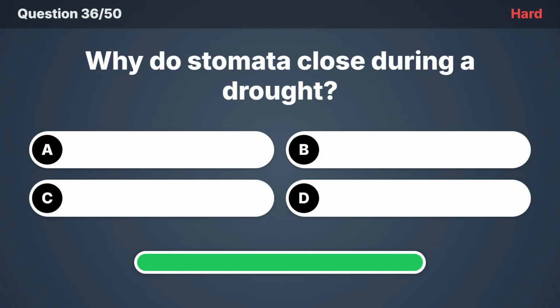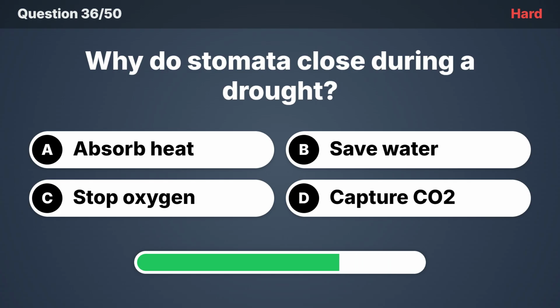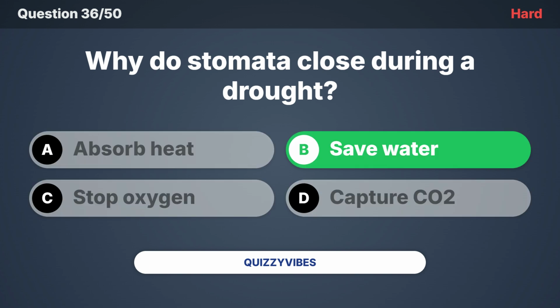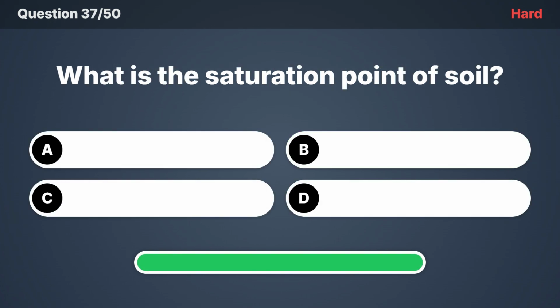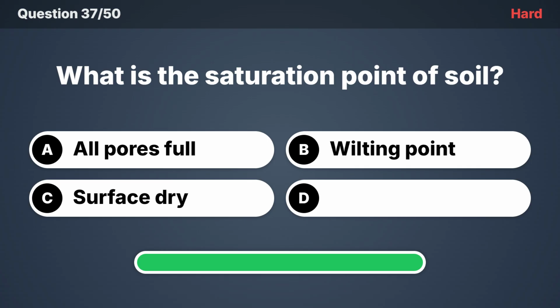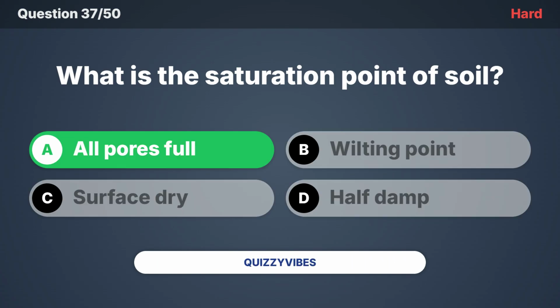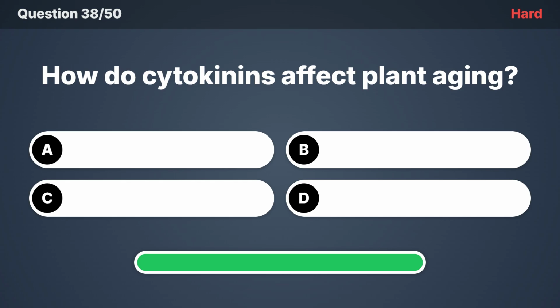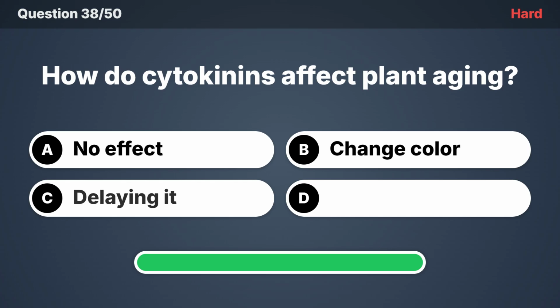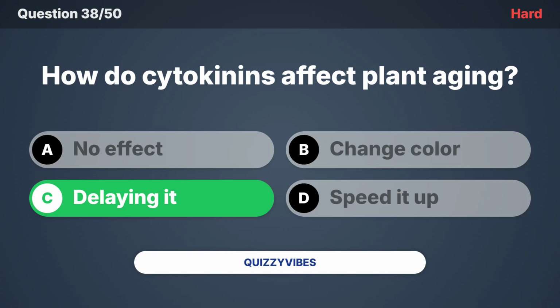Why do stomata close during a drought? Time's up. It's save water. What is the saturation point of soil? Here is the answer. All pores full. How do cytokinins affect plant aging? And the answer is delaying it.